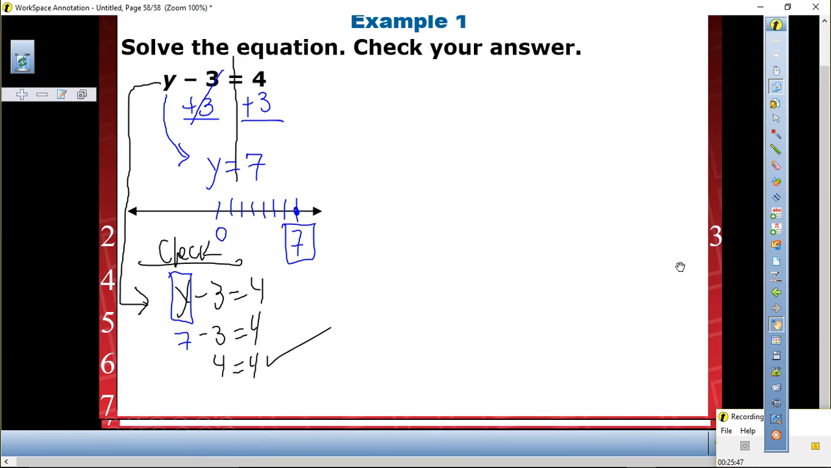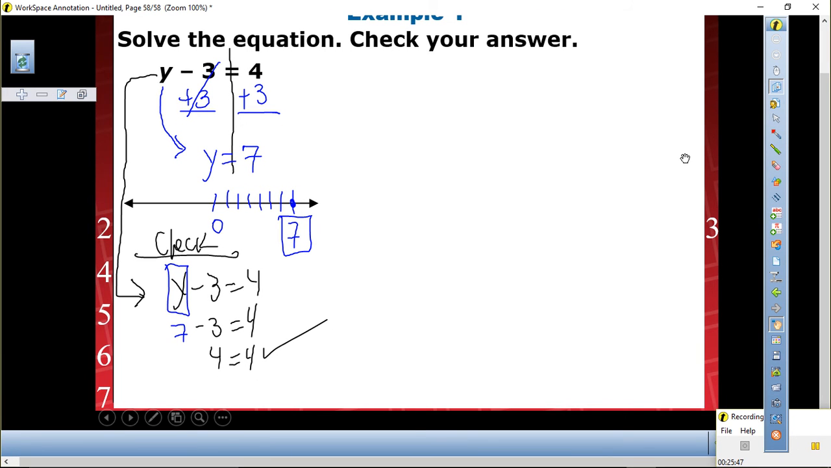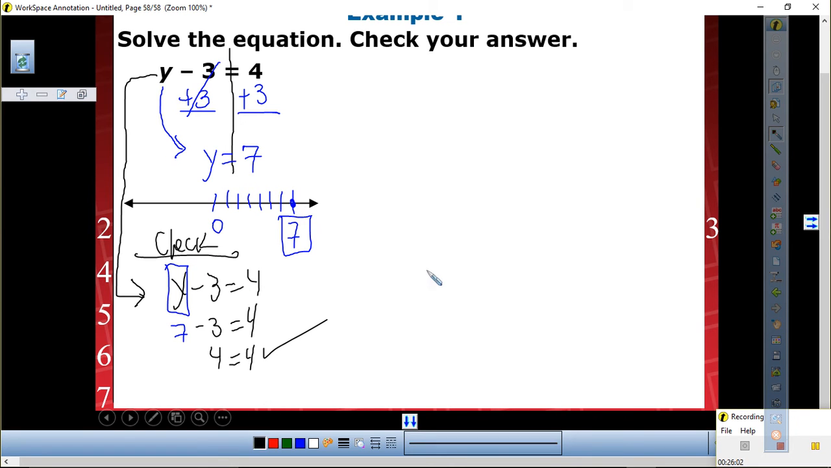All right, thank you. Let's see if we got it. Look up. Now let's make sure we did all 4 steps. Did we check to simplify? Yes. Did we isolate the variable? Yes. Plot it? Yes. Checked? Yes. All right.